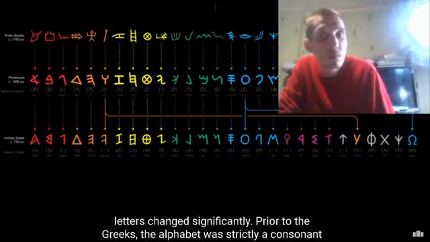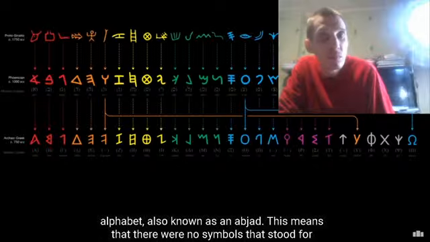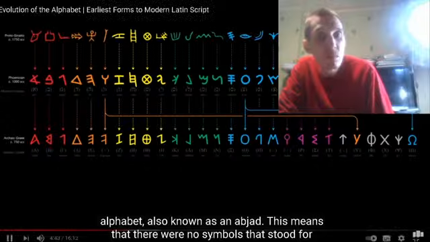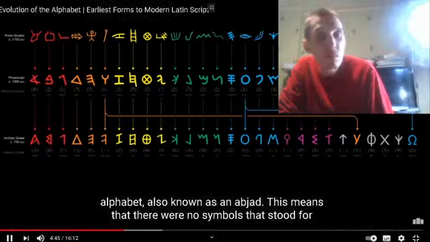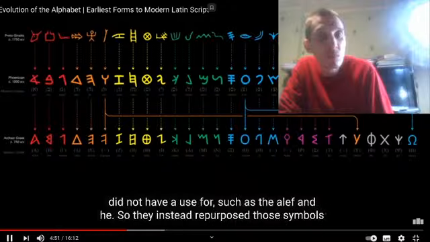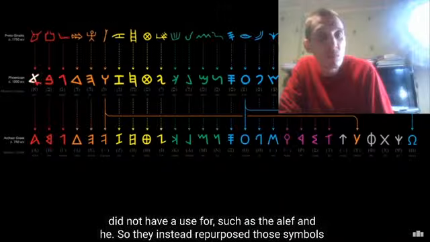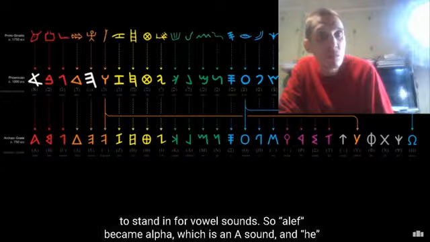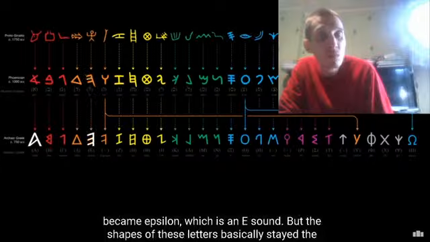significantly. Prior to the Greeks, the alphabet was strictly a consonant alphabet, also known as an abjad. This means there were no symbols that stood for vowels. But the Greeks changed this. There were several Phoenician letters that they did not have a use for, such as the aleph and hey. So they instead repurposed those symbols to stand in for vowel sounds. So aleph became alpha, which is an A sound, and hey became epsilon, which is an E sound.